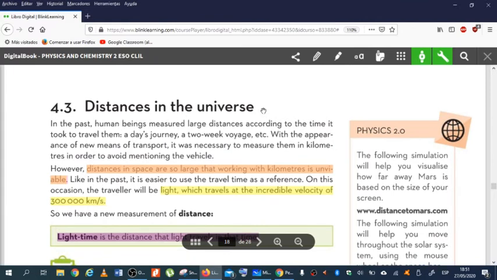The distance in the universe. You probably already know that the distances in the universe are very big, very long, very large. I don't know how to say that. They are big, huge, huge. Huge is inmensas, okay.